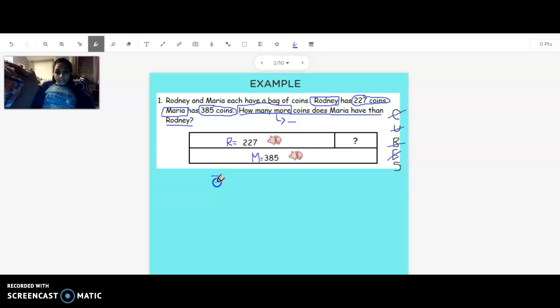Okay, so I'm going to subtract. So I have 385 minus 227. Again, if you want to do this on a separate sheet of paper and take a picture of your paper, that's fine. I'm going to go on ahead and label these so I know what they are. So this one is going to be Maria. My top number, my 385, that's Maria. And my bottom number is Rodney. And then my answer is going to be my question mark. So I'm going to label that too so that I know where that number is going to go.